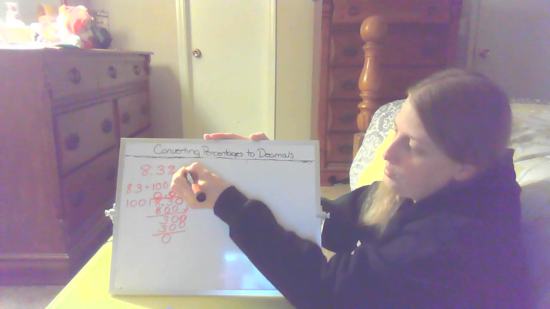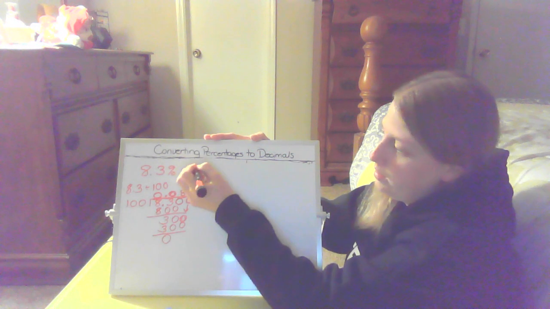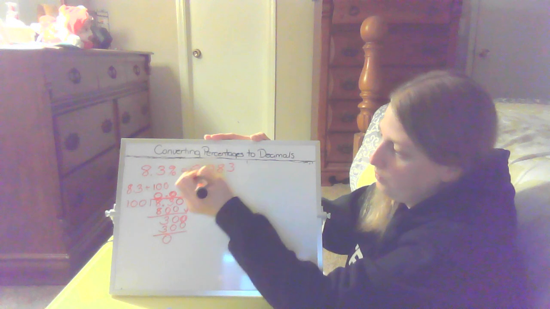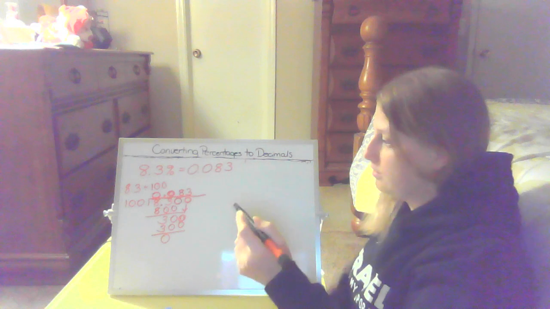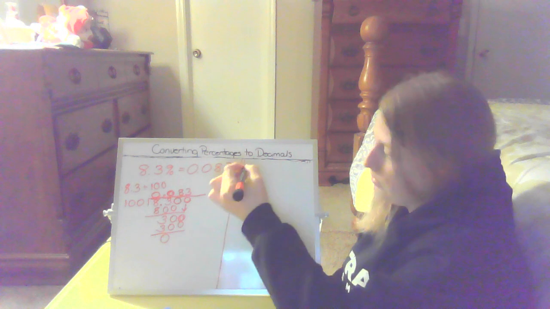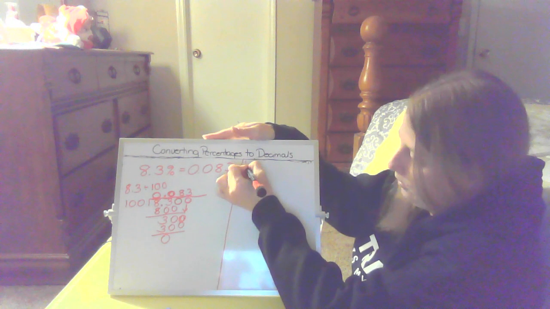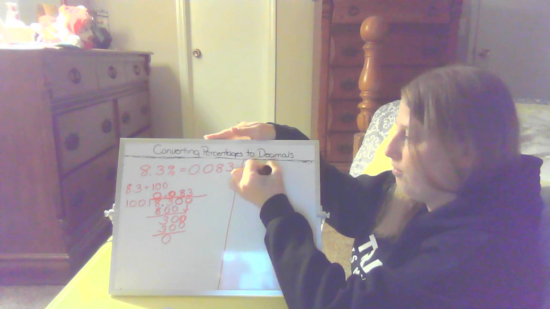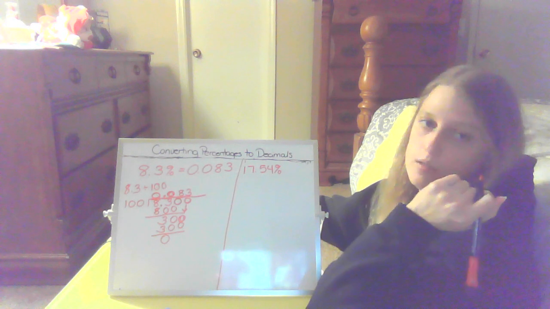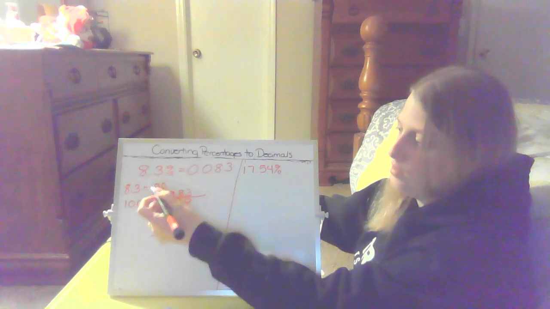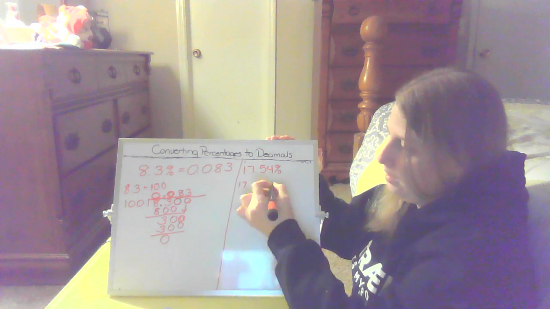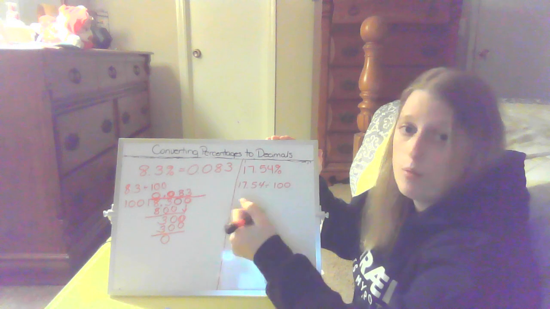So 8.3% written as a decimal is going to be 0.083. Okay? Now, our next example is going to be 17.54%. Okay? 17.54. And we know that is 17.54% of 100%. So we're going to do the same thing. 17.54 divided by 100. And we're going to do our long division.